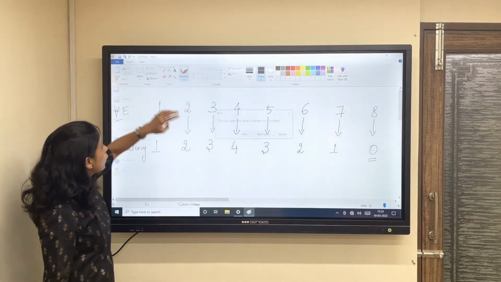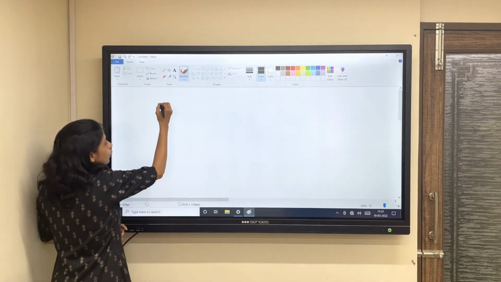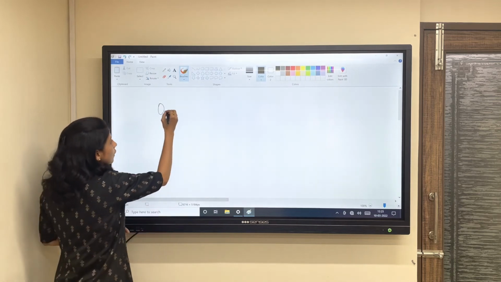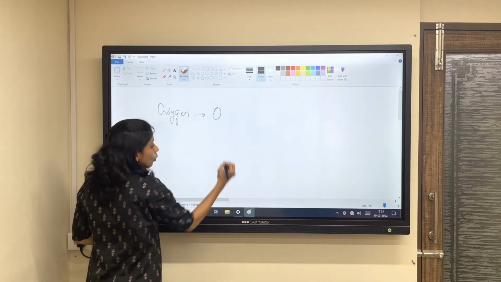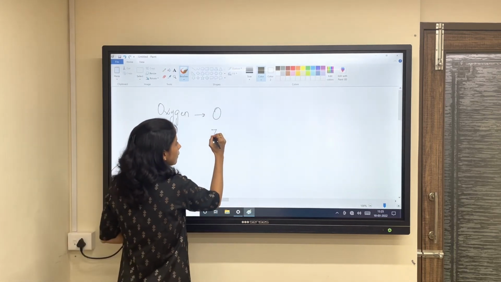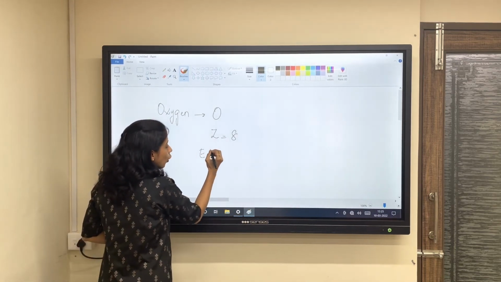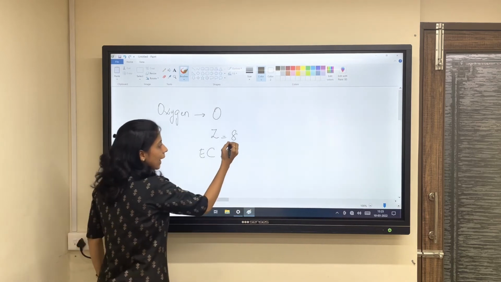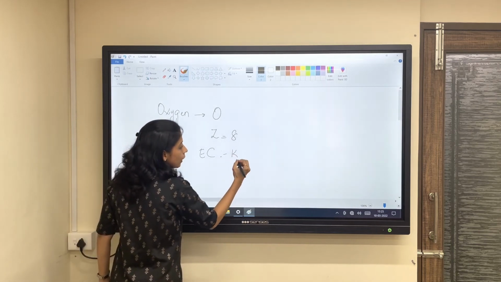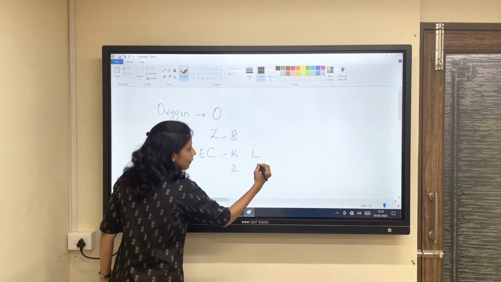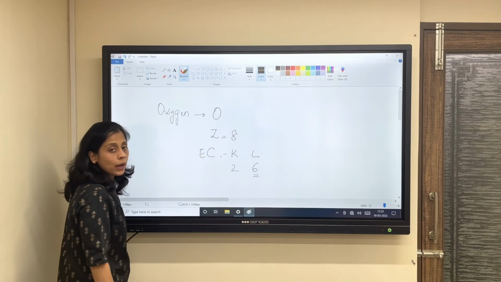Now let's take a couple of examples of elements and determine their valency. Let's say we take the example of oxygen. Oxygen is an element represented by the symbol O, and its atomic number Z is equal to 8. When you write the electronic configuration of oxygen, 8 electrons will be distributed in 2 shells, the K shell having 2 electrons and the L shell having 6 electrons. So there are 6 electrons right now in its valence shell.